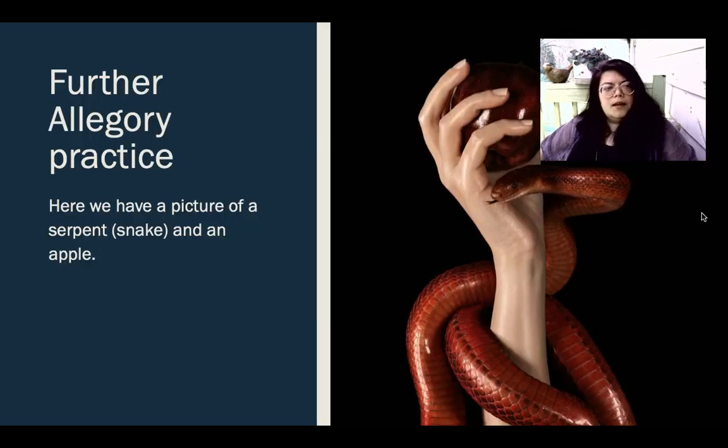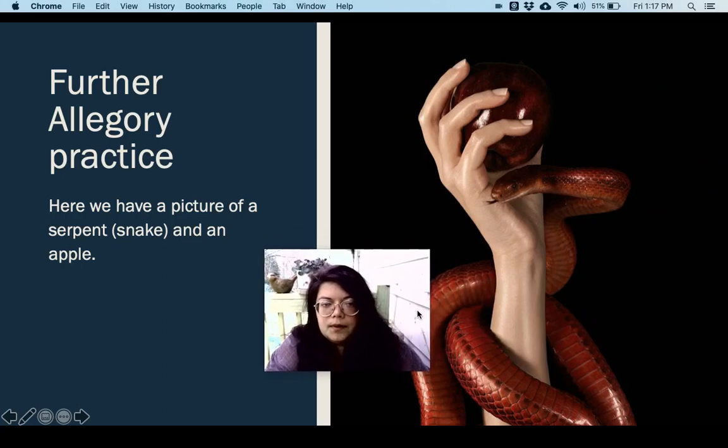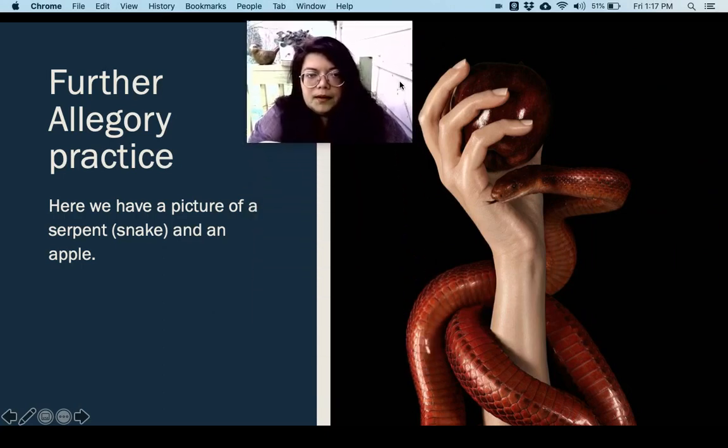Skip that. So further practice. I've included a picture here of a snake. Maybe I'll go right here. That might be where. We'll go up here. There we go.